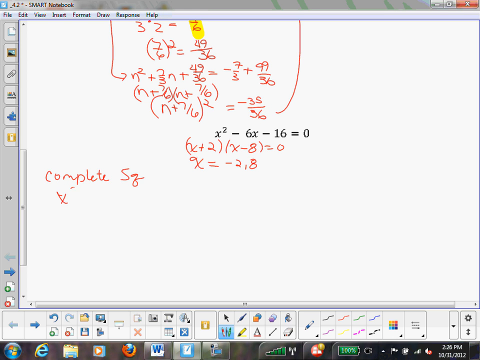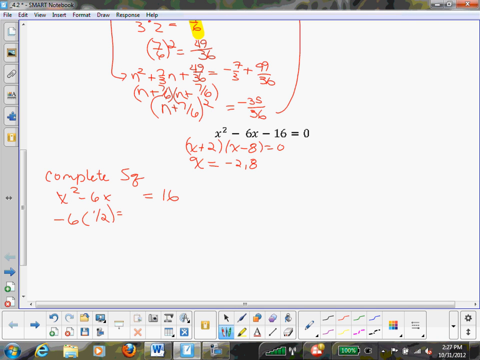So I start with x squared minus 6x and set it equal to 16. I'm going to move the 16 to the right side. Okay. What's my next step? Negative 6 times a half. You always bring the sign with it, positive or negative. And that gives me negative 3. What do I do with this negative 3?